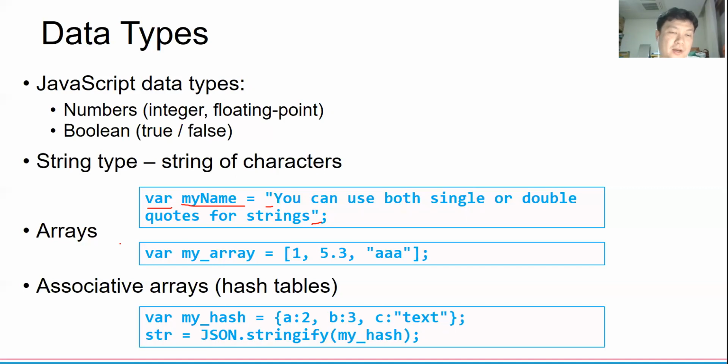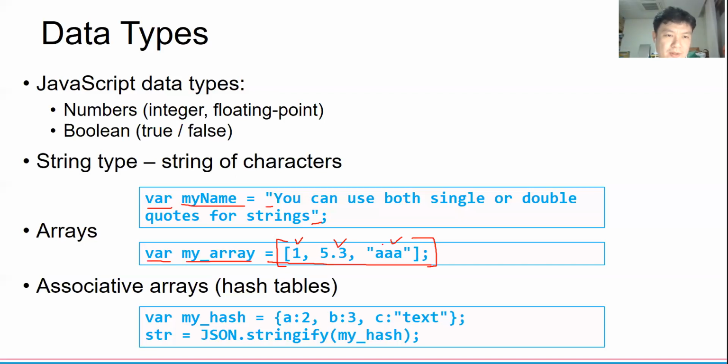Okay. If you have arrays, for example, you just define a var, and then the variable name, and then you put the elements of the array in the square brackets. And you can see it's very flexible. You don't need to define the data type. So here you can insert the integer, and then you can have the floating point, and you can have a string in one array. So you can mix the data.